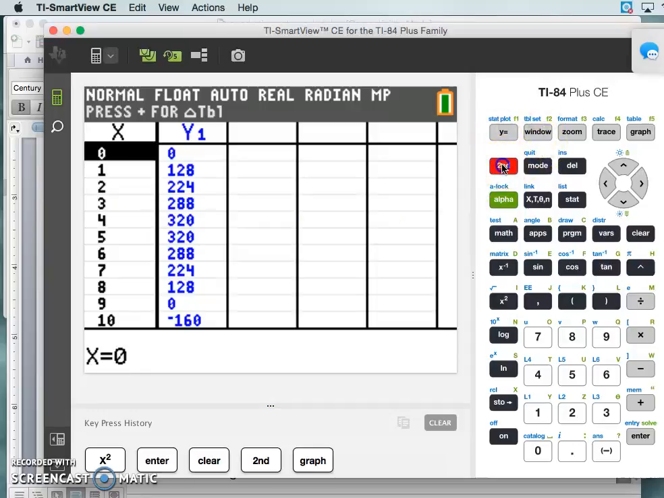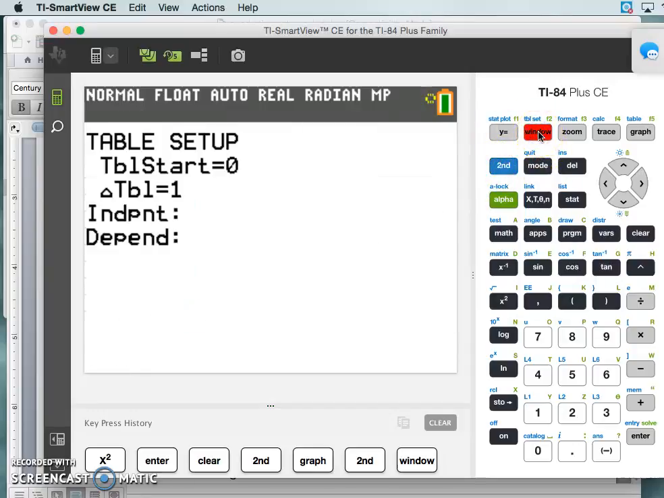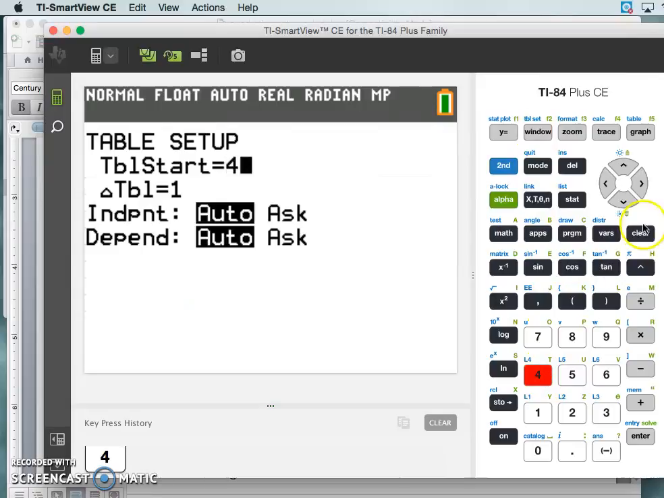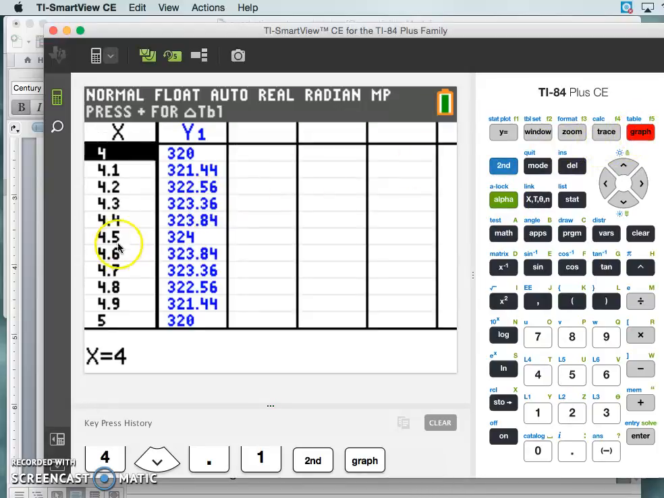So we do second table set. We start at 4 and we count by 0.1, and I'm thinking it should be right at 4.5. And there we have it. 4.5, we get 324 feet. It is the only one that occurs because at 4.4 and 4.6, the numbers are exactly the same. And then the same at 4.3 and 4.7. So at 4.5 seconds, the ball reaches a height of 324 feet.